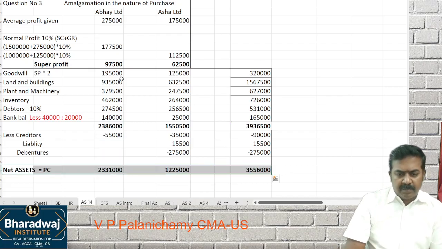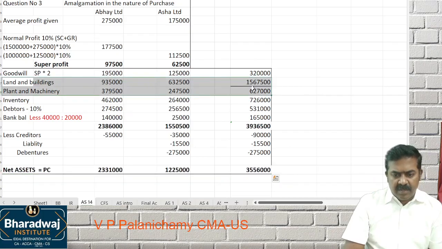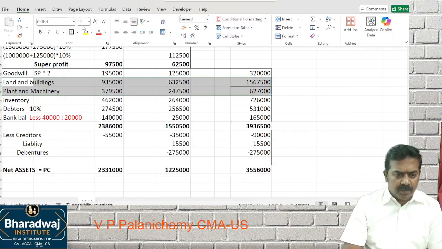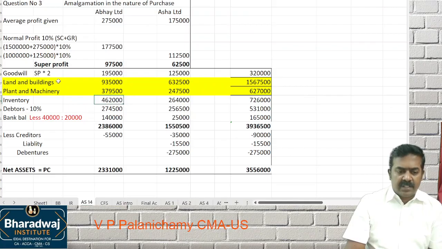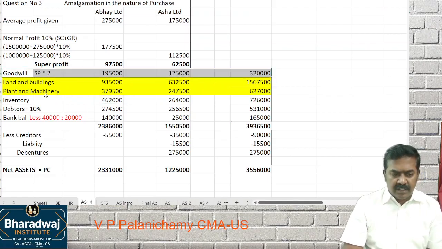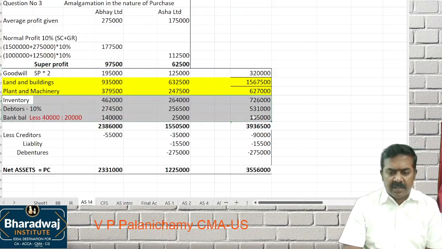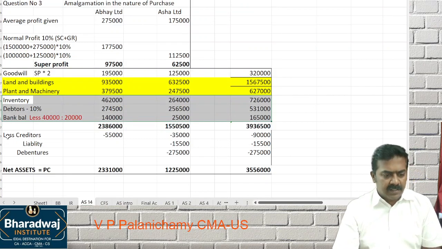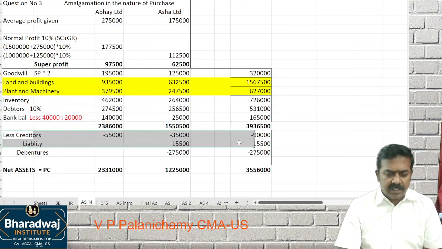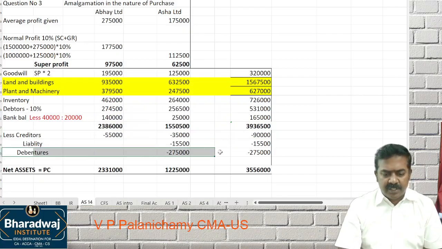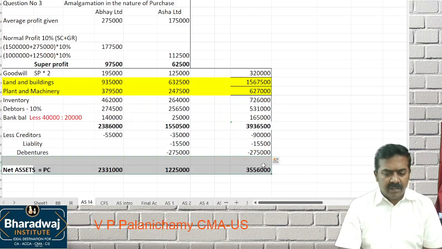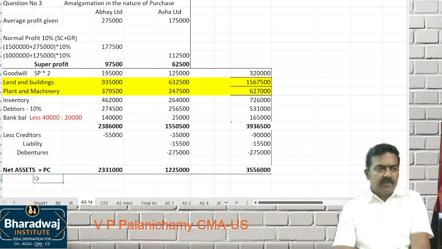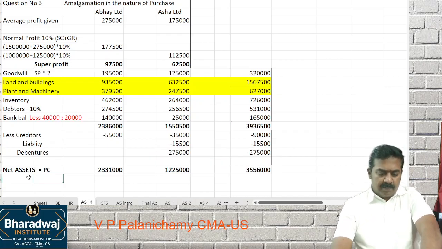If you prepare the balance sheet, this land and building, plant and machinery will come as which one? Tangible fixed assets. Goodwill will come as intangible asset. Inventory, debtors, bank balance will come under current assets. The creditors, of course, trade payable on the liability side also. Debentures will come under which one? Long-term borrowing. The purchase consideration will become which one? Share capital.